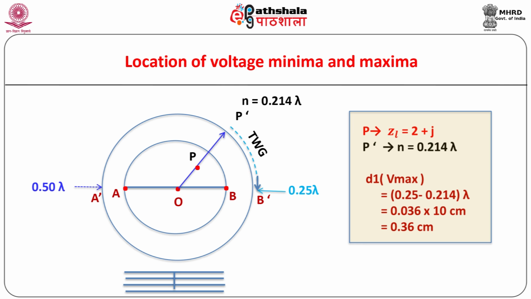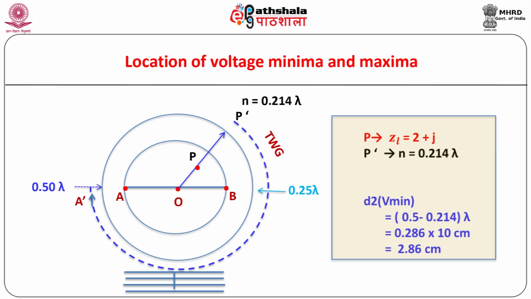Step number 5. Note the distance traversed from P dash to B in the clockwise direction. In this problem, it will be simply the difference between 0.25 lambda and n equal to 0.214 lambda, which is 0.036 lambda. This gives the location of the first Vmax on the line from the load. Thus, we have d1 equal to 0.036 lambda, which is 0.036 into 10 centimeter, which is 0.36 centimeter.